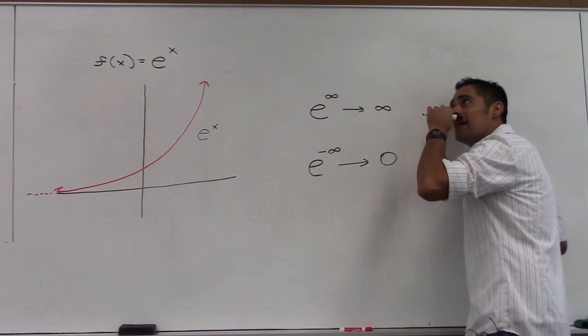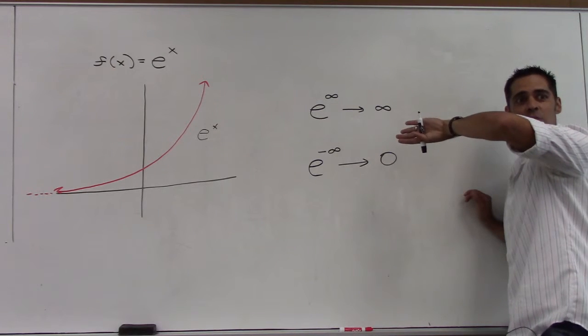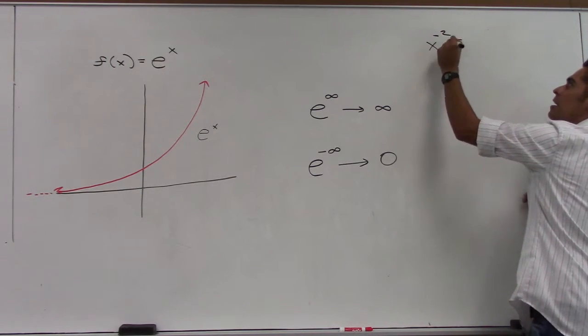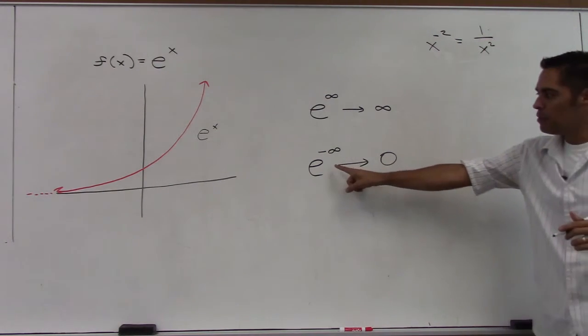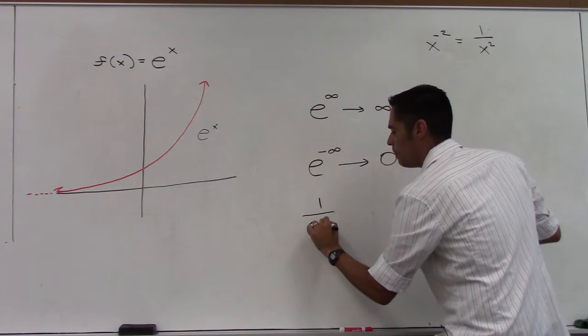What did we say back in college algebra? When you had something to a negative power, you could always do what with it? Drop it down, right? Like if I said, what's x to the negative 2 mean? You would say that's 1 over x squared, right? Okay, could I rewrite this as 1 over e to the positive infinity?